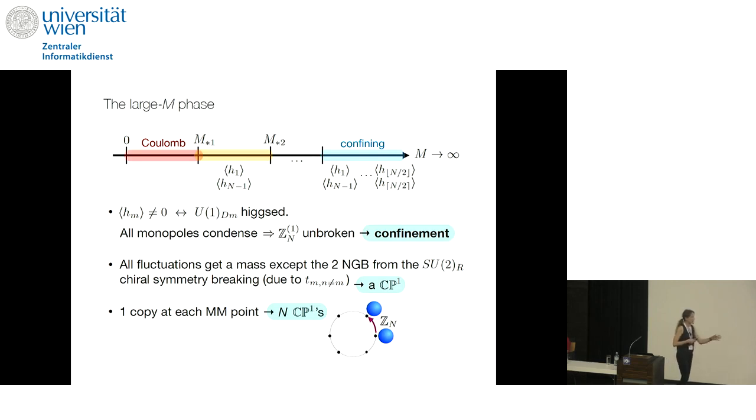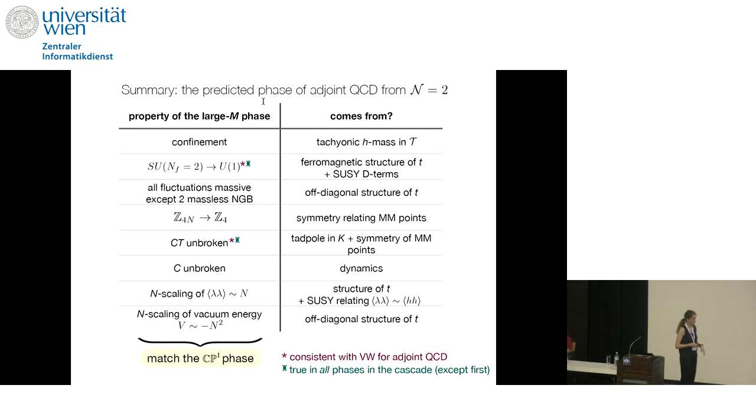Furthermore, all fluctuations about this vacuum get a mass, except for the two Nambu-Goldstone bosons from the chiral symmetry breaking pattern. And the reason everything else gets a mass is precisely because of these off-diagonal couplings between all of the gauge group factors. And so we get a CP1 vacuum. There are, in fact, N CP1 vacua related by this Z_N, one copy at each multi-monopole point, so we exactly reproduce these predicted features of the CP1 phase.